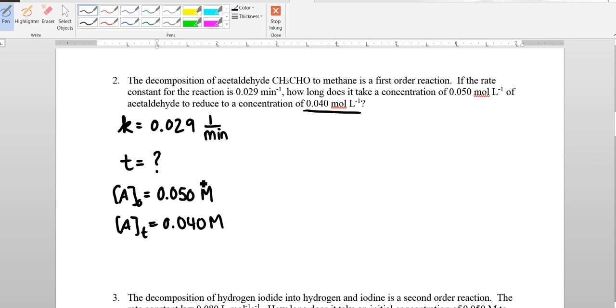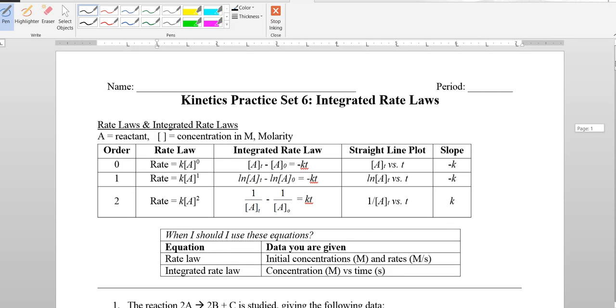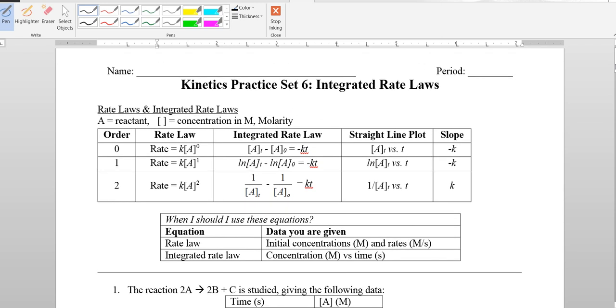And the key thing with any type of calculation is there's two types of rate laws that you can use. Let's scroll back and look at this table on the top. Let me navigate up here. So you've got the rate law, which is over here on the left, and you've got the integrated rate law, which is on the right.